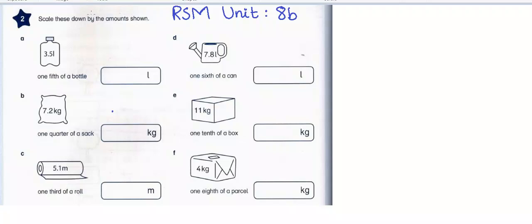Hello students, this is RSM grade 4 unit 8B, how to scale the amount down. Before coming towards page number 68 of the workbook, we have to learn how to change a decimal to a fraction and a fraction back to a decimal.